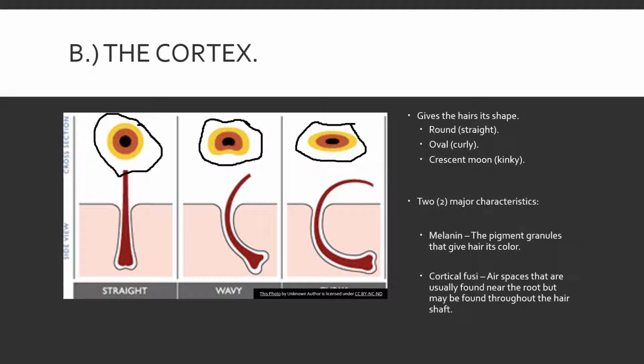Two major characteristics. The melanin, again, I'm trying my best to pronounce these words, the pigment granules that give hair its color, and the cortical fusi, the air spaces that are usually found near the root, but may be found throughout the hair shaft.